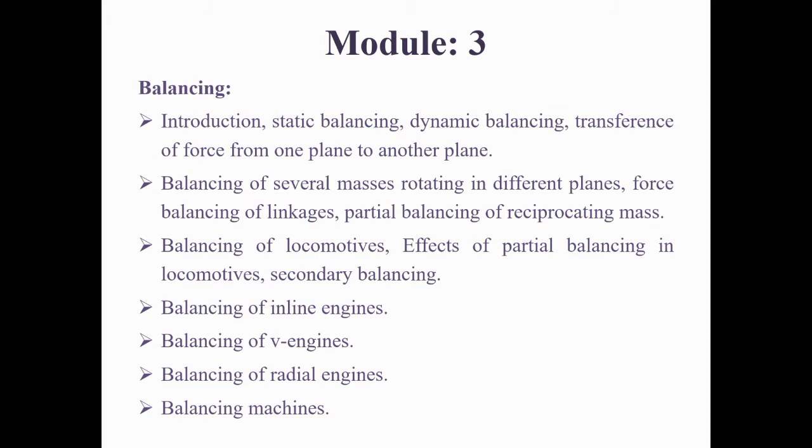Then balancing of locomotives and the effects of partial balancing in locomotives, which are variation in tractive effort, swaying couple, and hammer blow. This is about the partial balancing of unbalanced primary forces, while for secondary unbalanced forces we need to understand what secondary balancing is, then balancing of inline engines, balancing of V engines, and balancing of radial engines. Then finally balancing machines on which the balancing procedure is done.